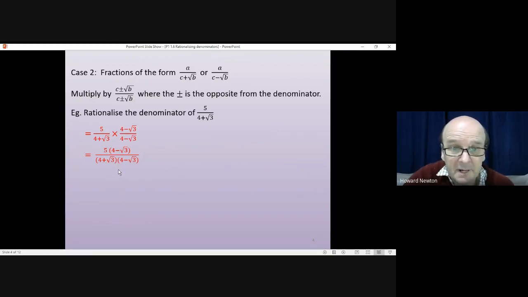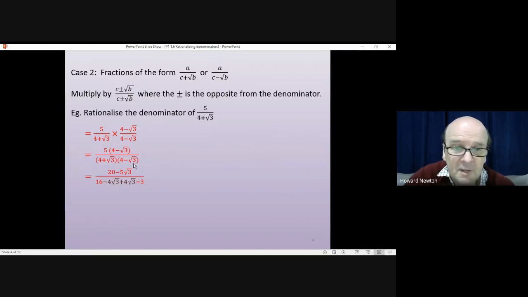Now we'll do the multiplying out. 5 fours are 20. 5 times minus root 3 is minus 5 root 3. 4 fours are 16. 4 times the minus root 3 gives you minus 4 root 3. And then 4 times the plus root 3 gives you plus 4 root 3. That's the reason for what we've done there.